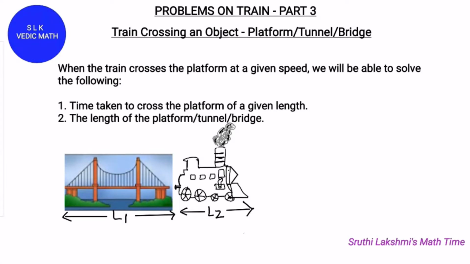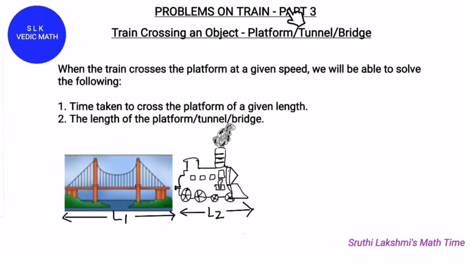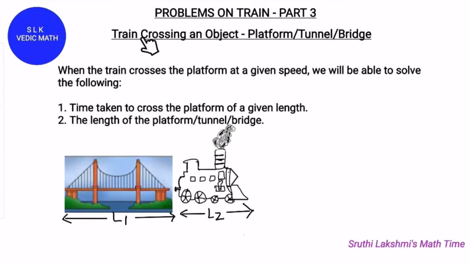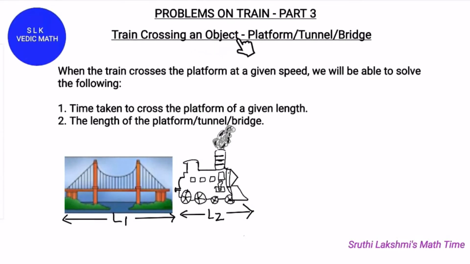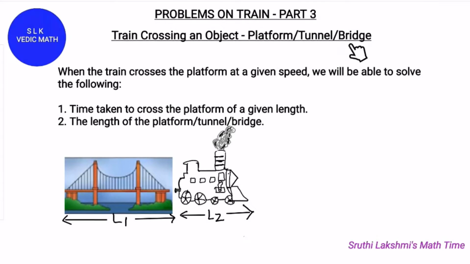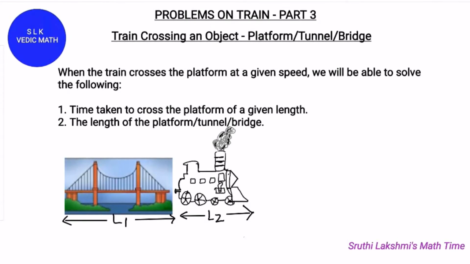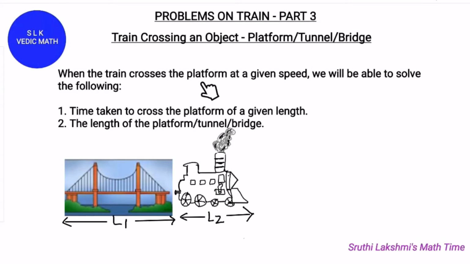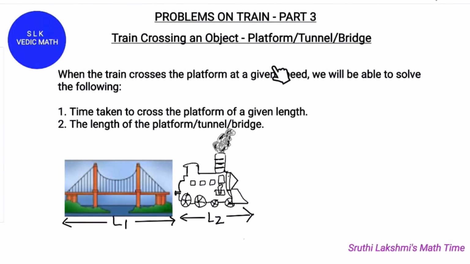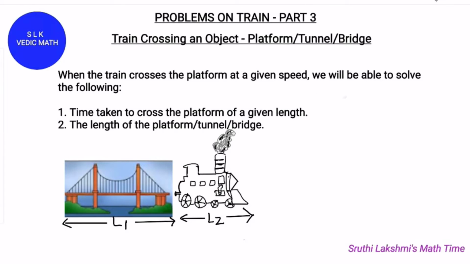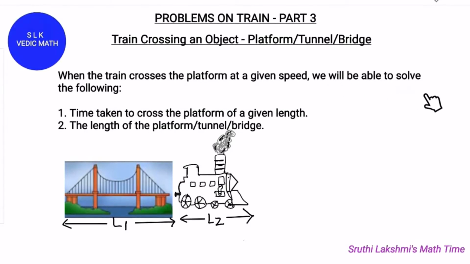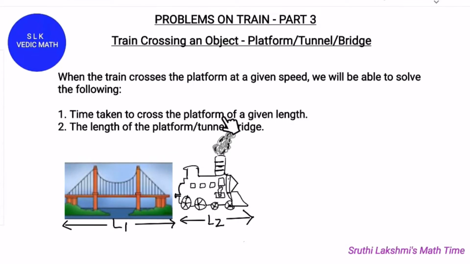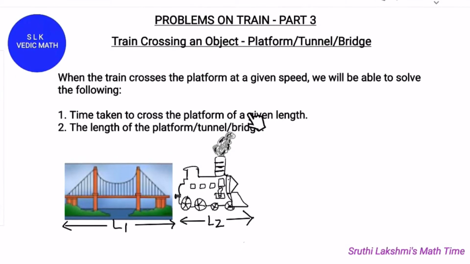Today we're going to see Problems on Trains, Part 3. Today we're going to focus on a train crossing a platform, tunnel or bridge or any other stationary object. When a train crosses a stationary object, they will give you the speed and we will be able to solve the time taken to cross the platform of a given length.